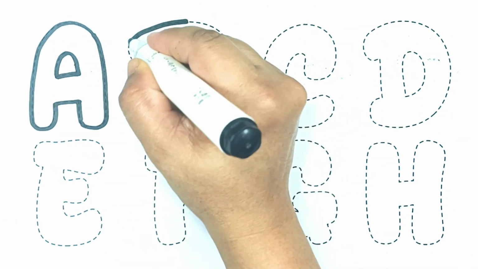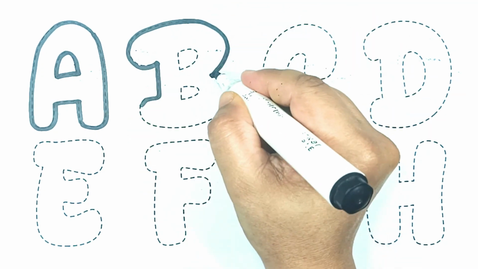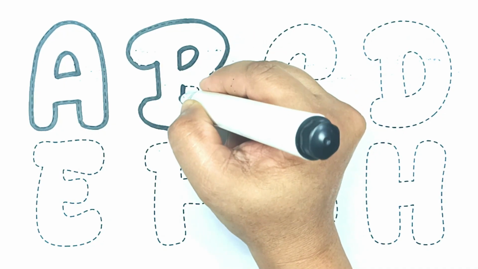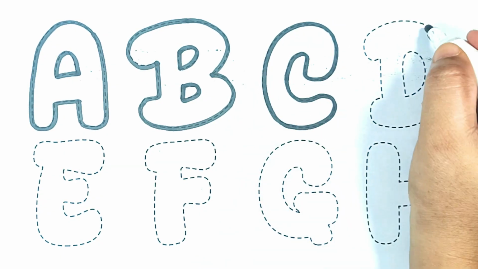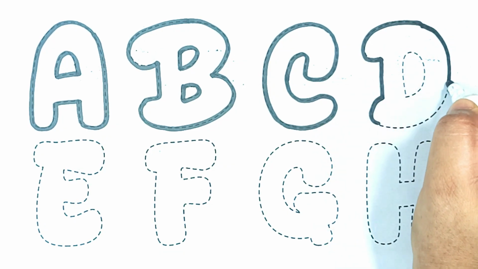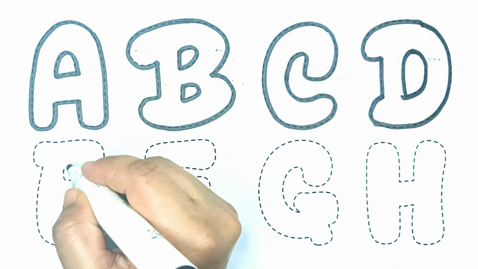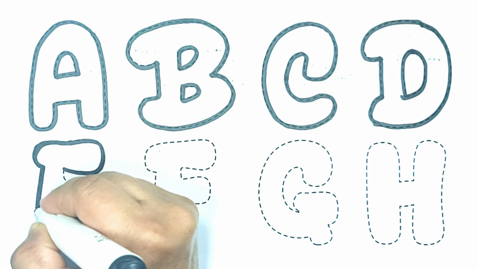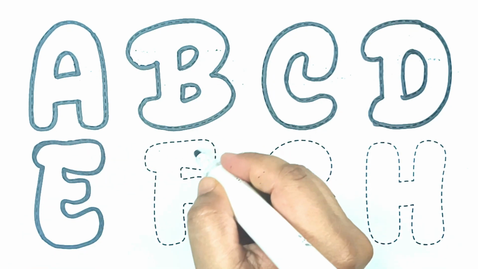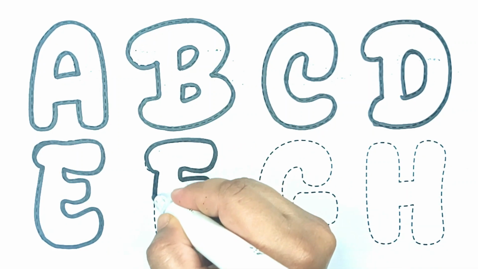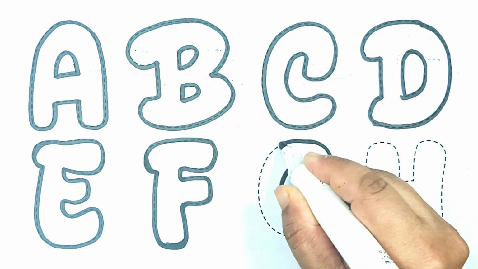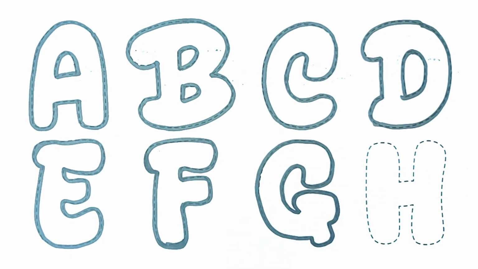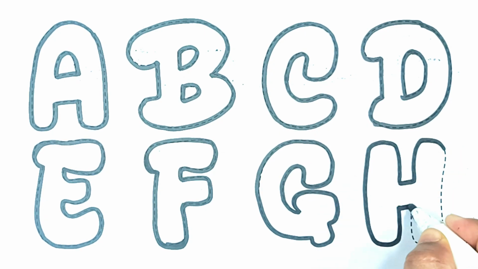A, B, C, D, E, F, G, H. Let's learn some color names.